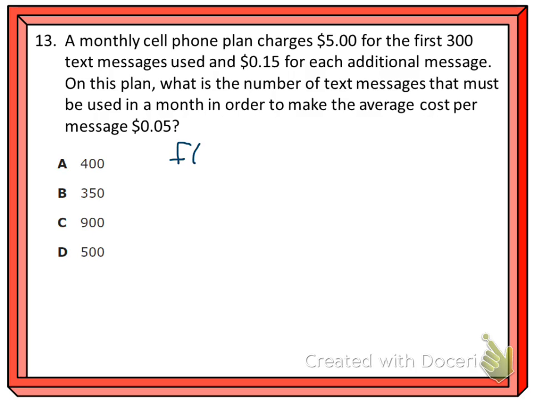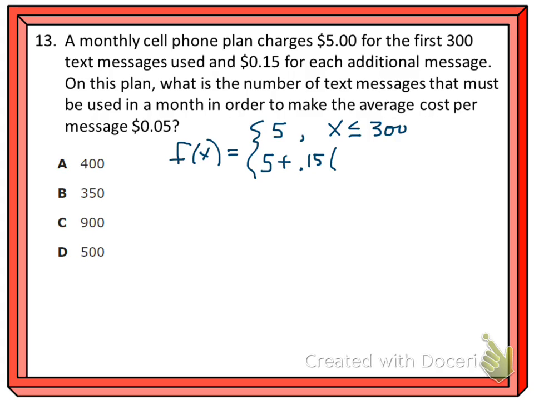So, for example, we'll call the function f of x, and let's say that this is the cost for your text messages. The first cost is just going to be straight out $5 as long as your text messages are less than or equal to 300. For the first 300, that's what it says. And then it's an additional 15 cents for each additional message. So you still start out with $5 plus 0.15.